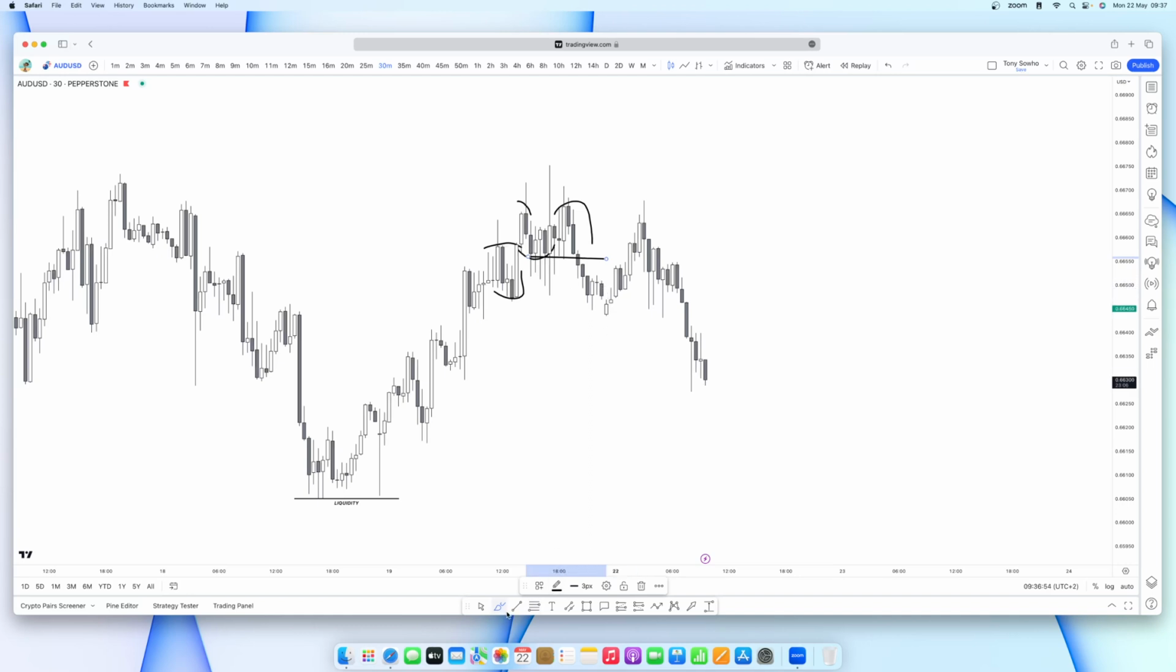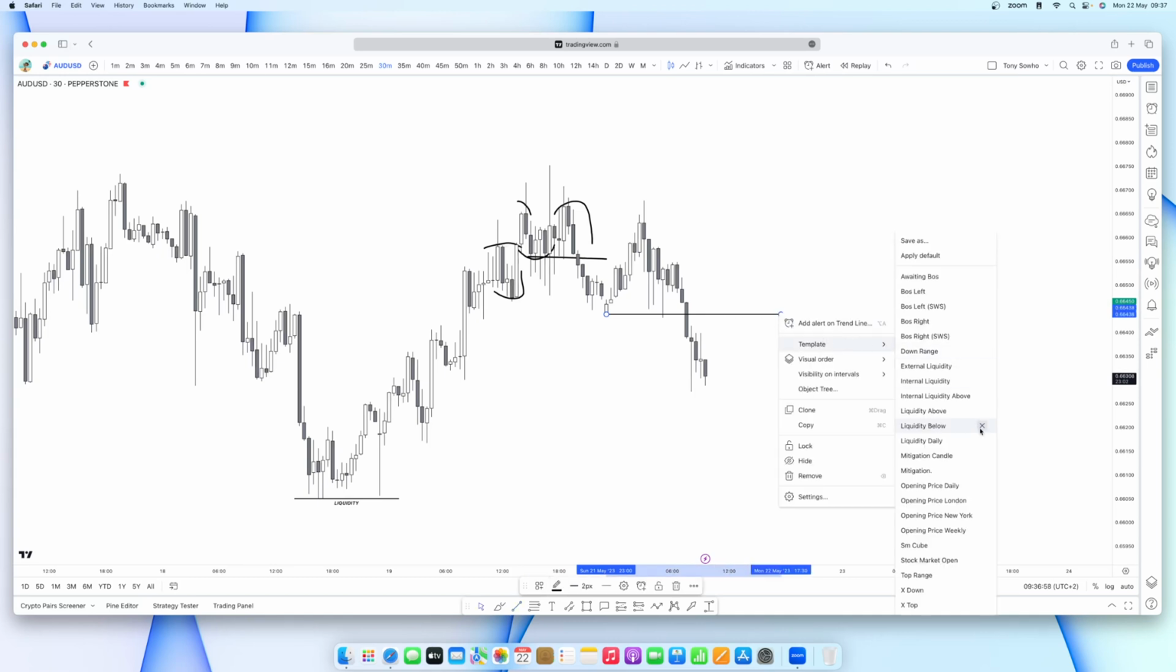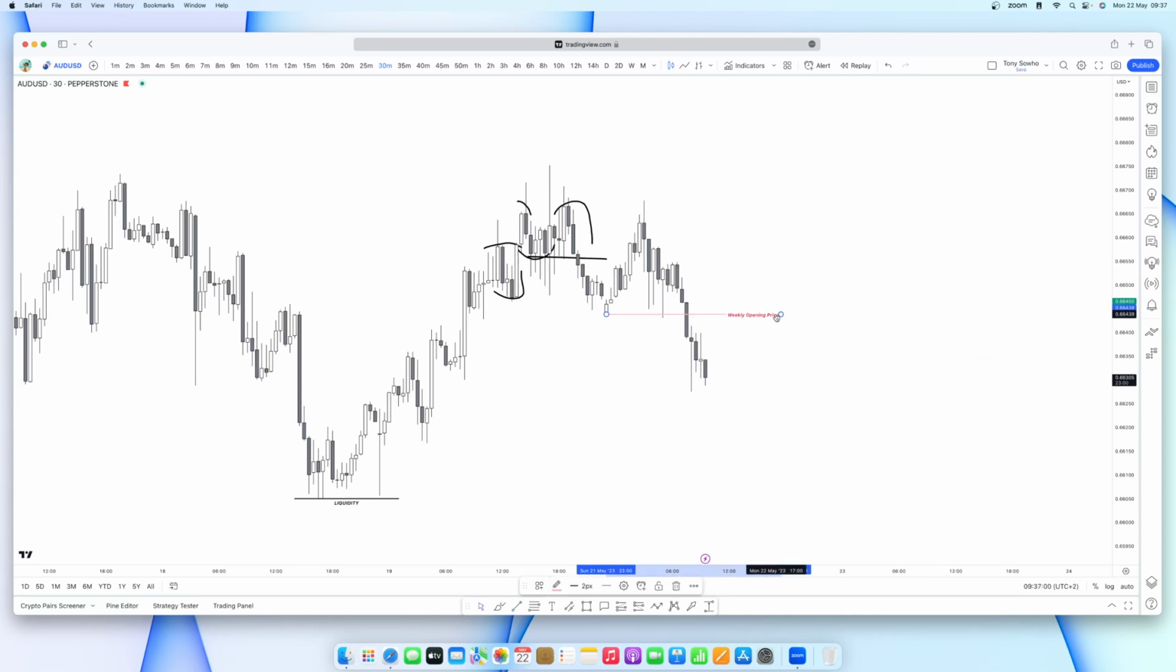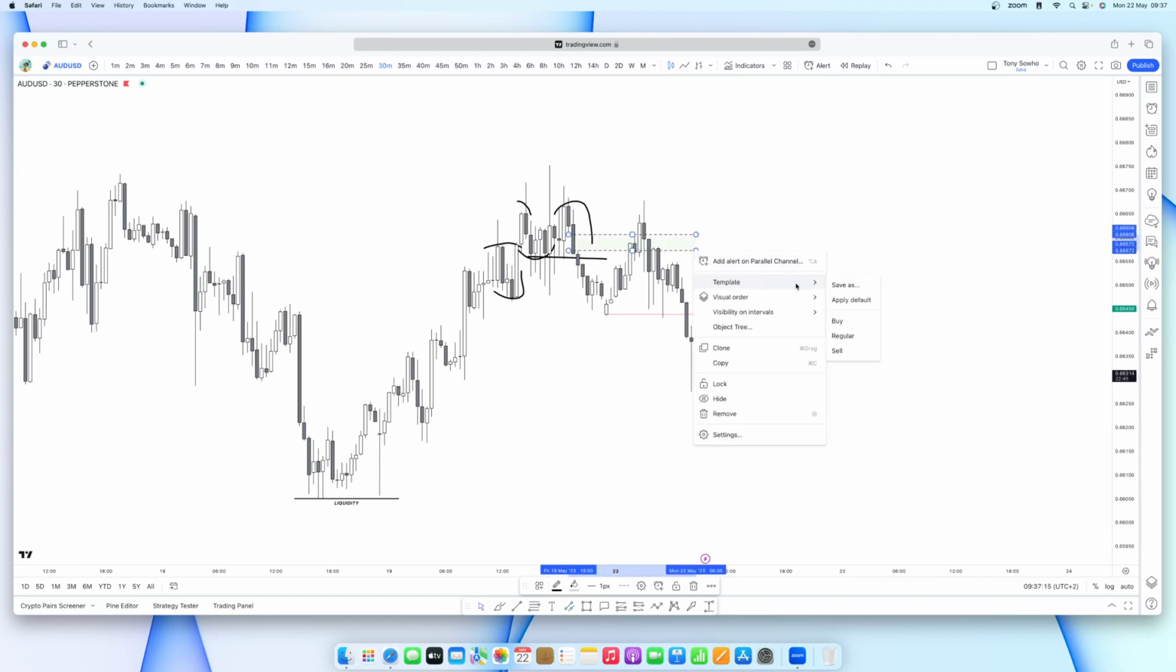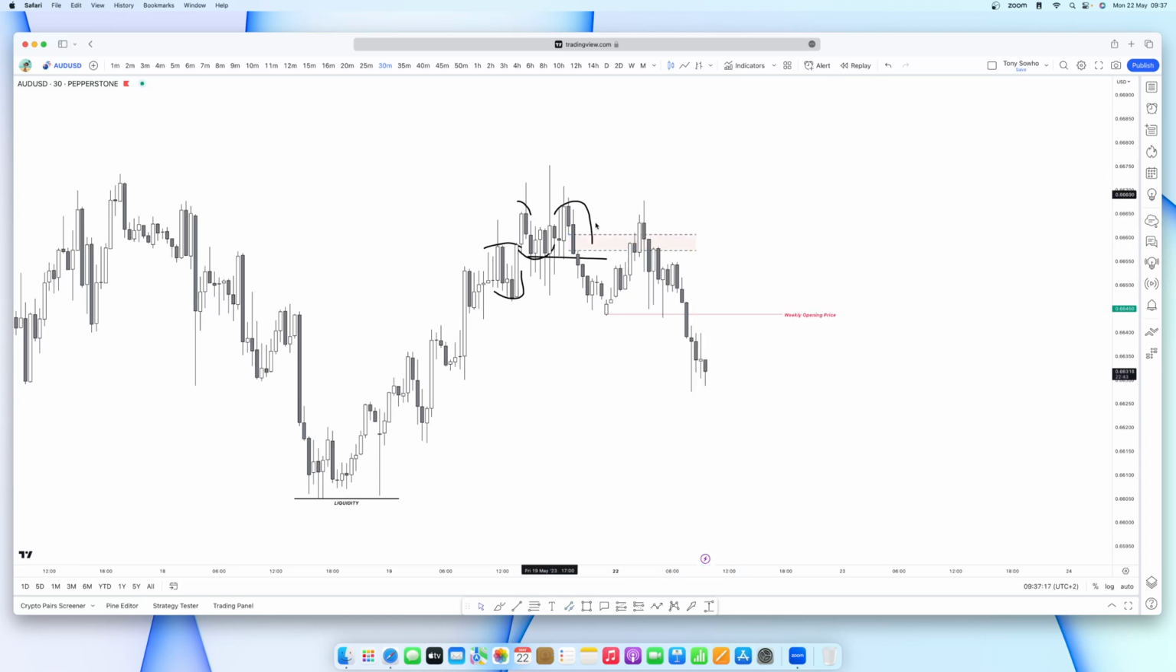Now we have a weekly opening price. So this is where price opened for the week. And remember, if it's going to be a bearish week, buying above the weekly opening price is going to be amazing, which was what happened in this area exactly. Entry would have been here, I mean, if I'd seen it earlier, and then the stop can just go above this high, and this trade would have actually been running in a lot of profit now.